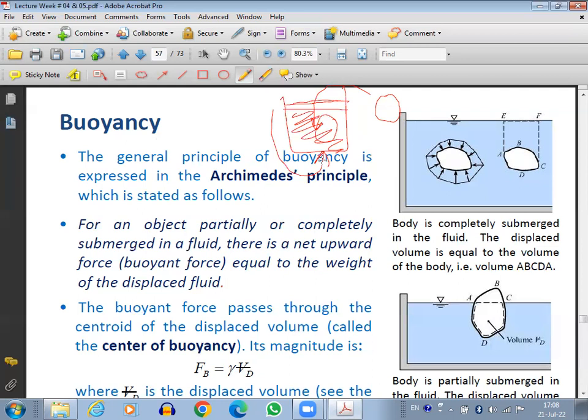So how much will this force be? This force will depend upon how much water has been displaced. So this force will be equal to the force applied by the amount of displaced water. This is basically the Archimedes principle. For an object partially or completely submerged in a liquid, there is a net upward force, the buoyant force, equal to the weight of the displaced fluid. Not equal to the weight of the object, equal to the weight of the displaced fluid.